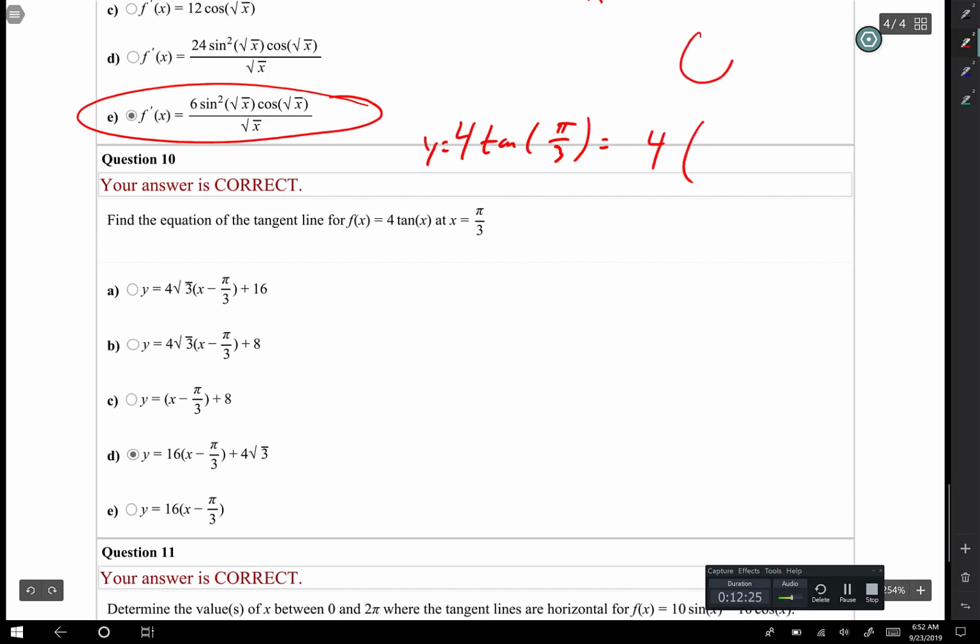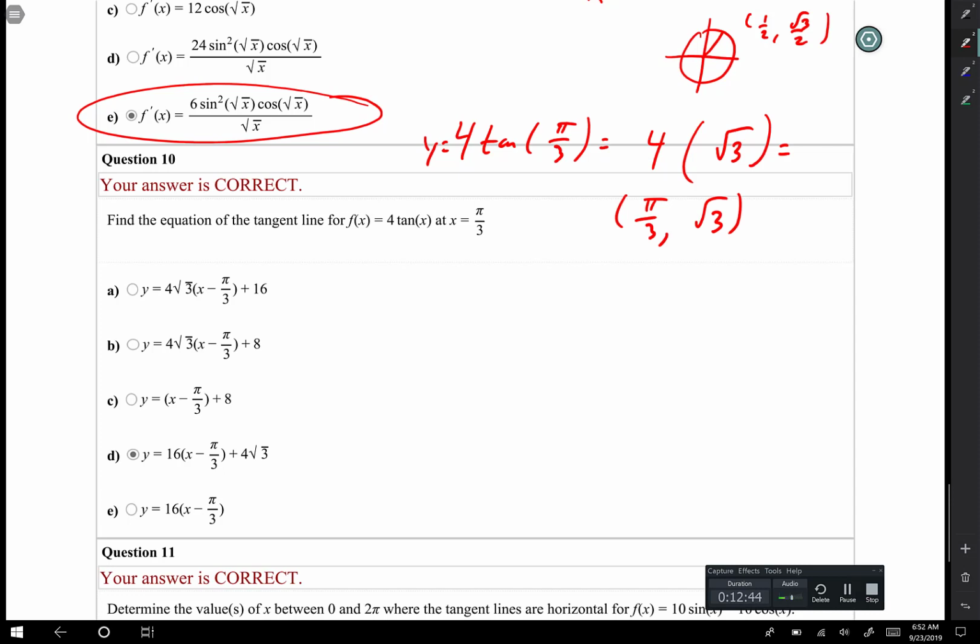So here comes the unit circle, not extreme, just a little bit. Let's see, 1/2 comma square root of 3 over 2. So tan is y over x, so it's going to be square root of 3 over 2 divided by half, so just square root of 3. So there's my point. My point is pi over 3, comma square root of 3. Cool? Alright, so now we need a slope.